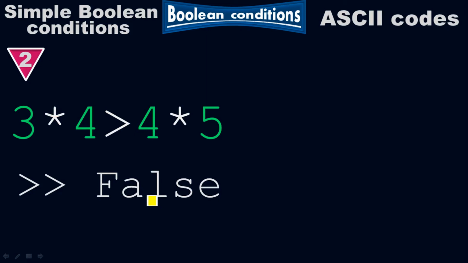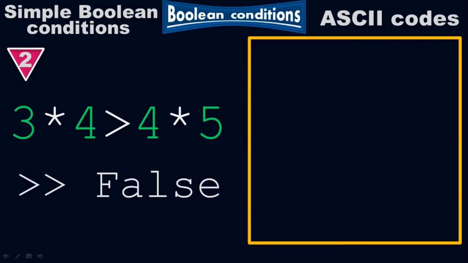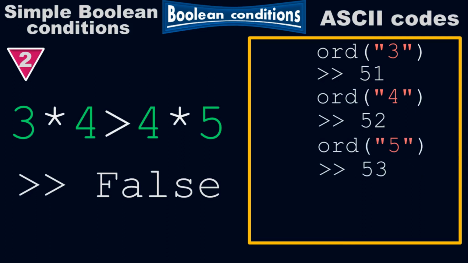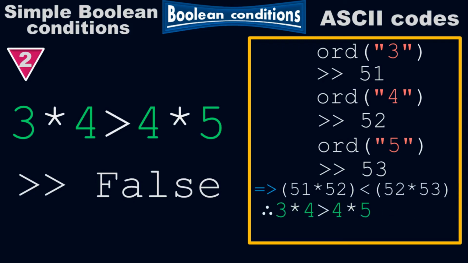So let me show you the ASCII code logic behind it. As we know, to find the ASCII code, we write ord of 3 inside the quotes. When you run it in Colab, you will get 51. Similarly, ord of 4 inside the quotes returns 52. Ord of 5 inside the quotes returns 53. Which implies that 51 times 52 is less than 52 times 53. Therefore, 3 times 4 greater than 4 times 5 returns False.